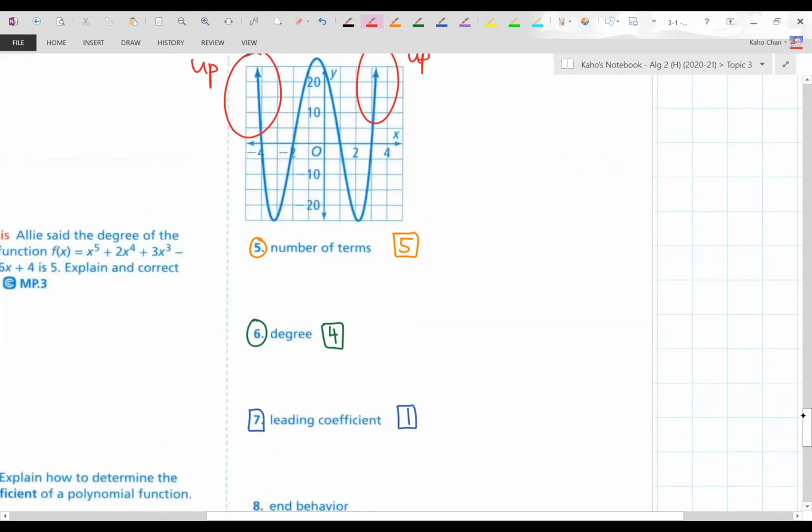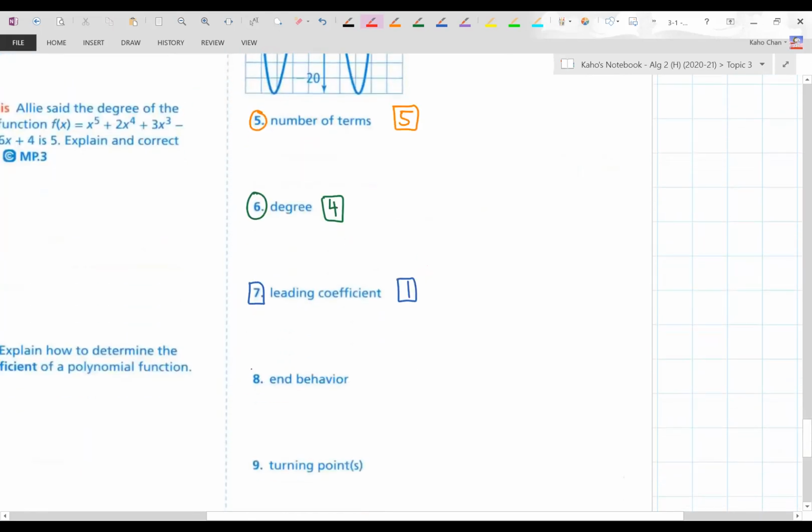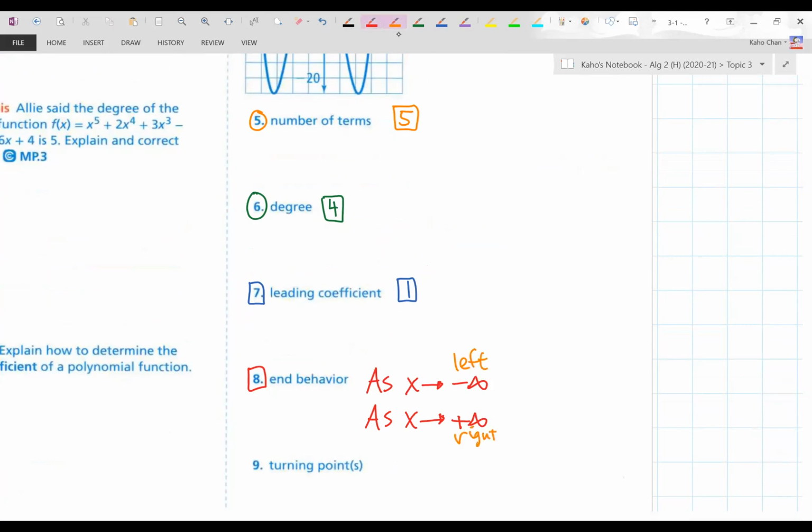This verbiage we need to understand. Let's write that down. As x goes left, as x goes right, left, right, they both go up, the function that is. Very nice.